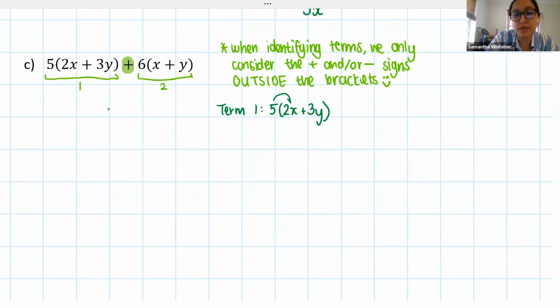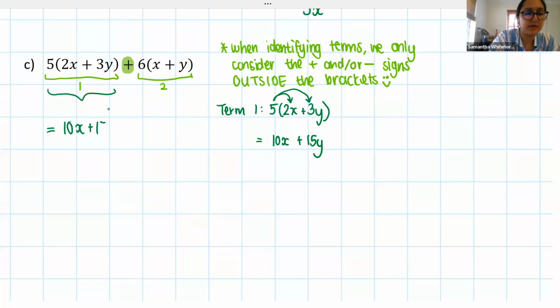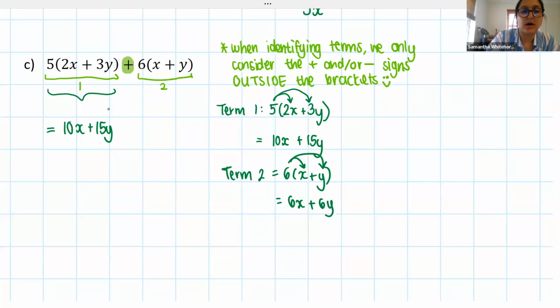Okay, so we're going to distribute, which means we're going to multiply into our bracket. 5 times 2x is 10x. 5 times 3y is 15y. So my whole first term simplifies to 10x plus 15y. Right, when we get to term 2, this is 6 times x plus y. Again, we're going to distribute into our brackets, giving us 6x plus 6y. So this term 2 simplifies to plus 6x plus 6y.